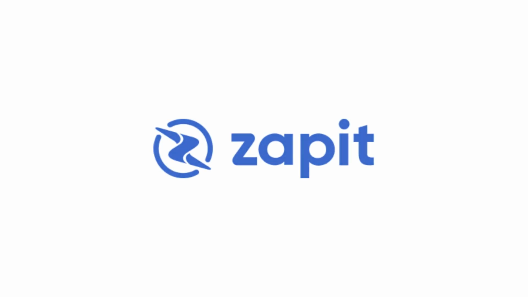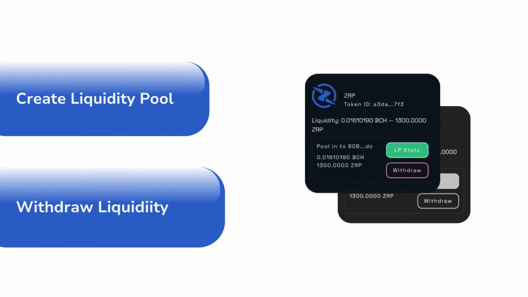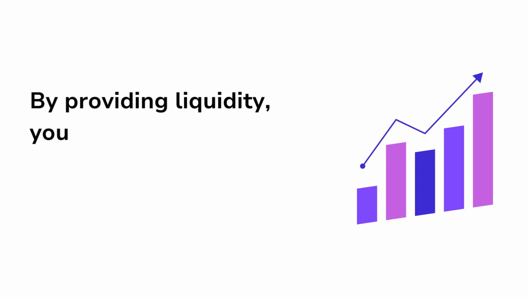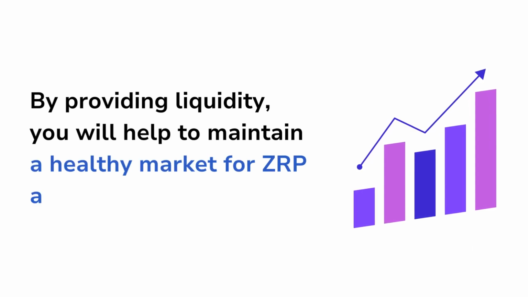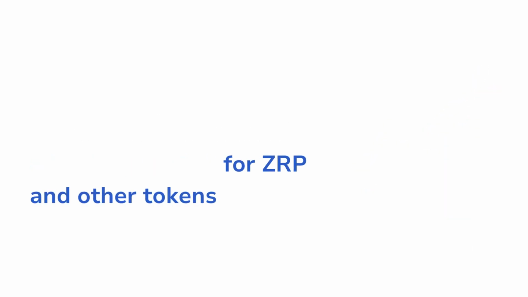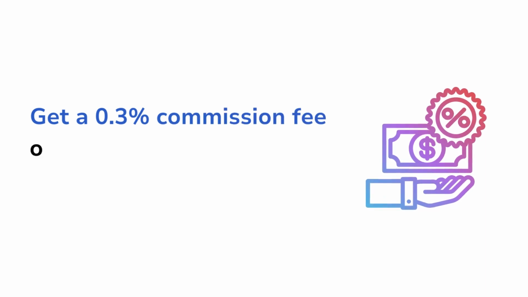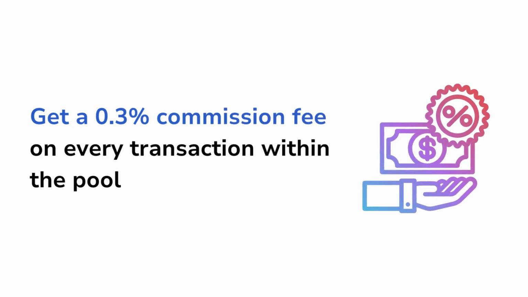Welcome back to Zapit. In this tutorial, we will guide you through providing liquidity for your token on Cauldron Quest. By providing liquidity, you will help to maintain a healthy market for ZRP and other tokens, while earning a 0.3% commission fee on every transaction within the pool.